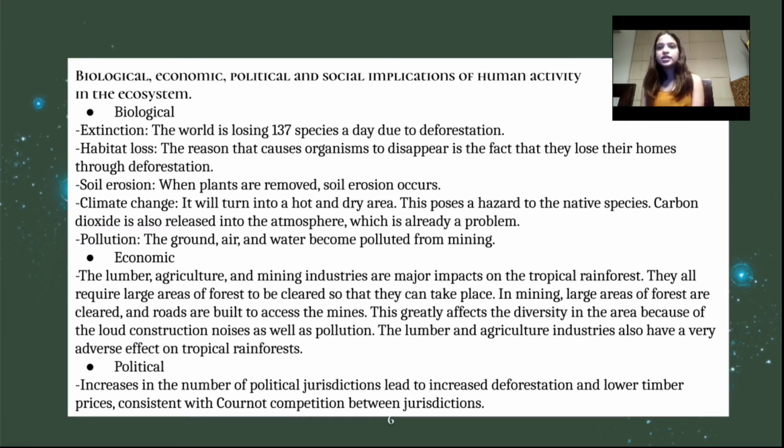Political. Increase in the number of political jurisdictions led to increased deforestation and lower timber prices, consistent with current competition between jurisdictions.